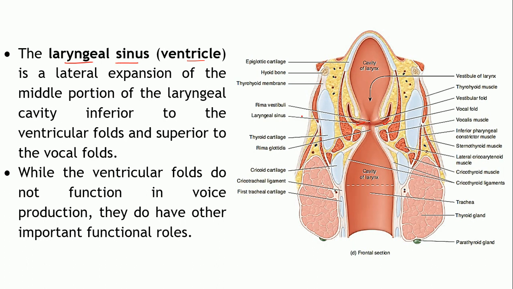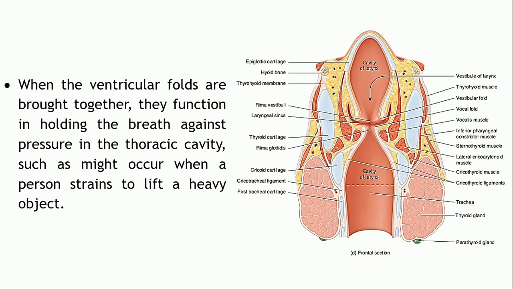Okay. Now, actually we have seen that the vocal folds are involved in the voice production. So, what is the role of these vestibular folds then? They are not involved in the voice production, but they have certain important roles. Say for example, when you are lifting some heavy object, what happens? If you try to lift 20 or 30 kgs of weight, what happens? You hold your breath, right, as you try to lift it. So, what makes it possible to hold your breath? That is because of these ventricular folds.